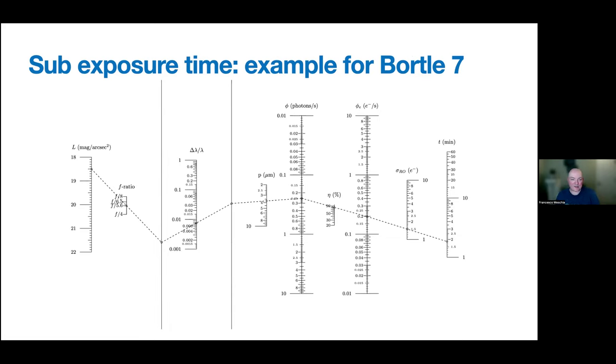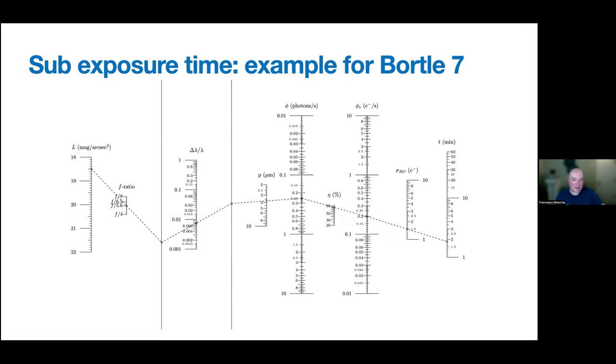So you start, this is an example for Bortle 7. So you start plotting a line that goes from the point that corresponds to the radiance of your sky in magnitudes per square arc second. Now, I am on Bortle 7, and my sky is typically, when I measure it with my SQM, I read 18.5 magnitudes per square arc second.